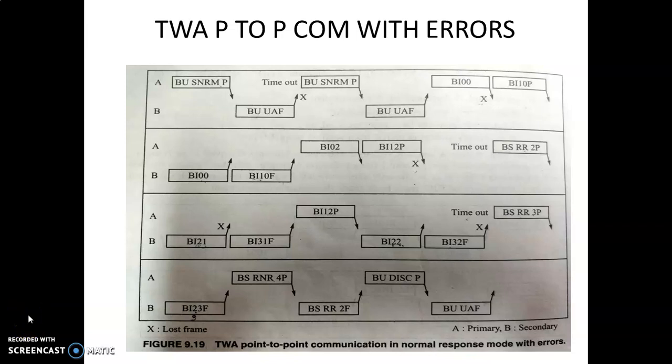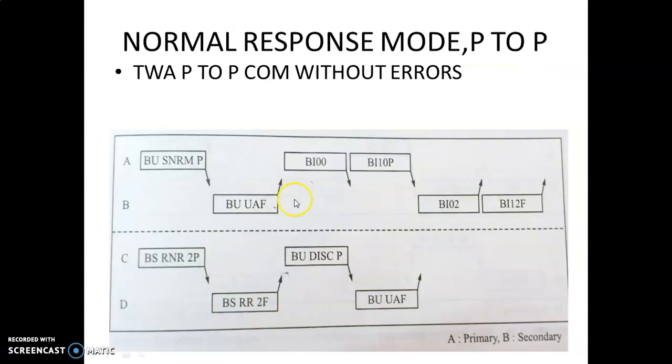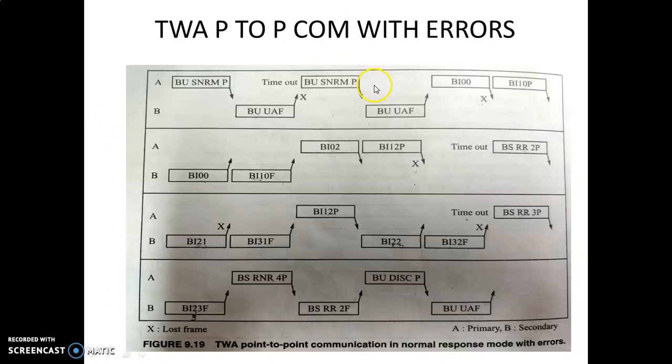Hi, in my previous video we were talking about normal response mode in point-to-point configuration, and that too in two-way alternate mode of communication. That was without errors. So we were discussing this particular thing, and it was without errors. In this video we'll talk about how it operates with errors.